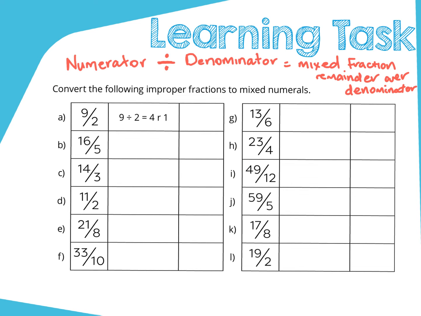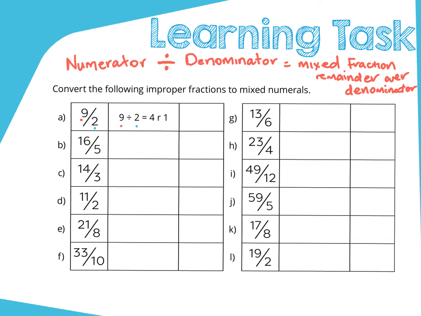All right, Maths Legends, right at the very end, let's go through this now. The first one's done for us. They've said 9 divided by 2, okay, equals 4 remainder 1. Okay, so 9 divided by 2 is 4, because 2 times 4 is 8, and then I've got 1 remainder.